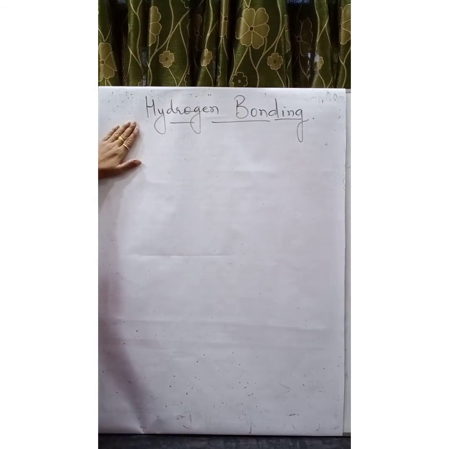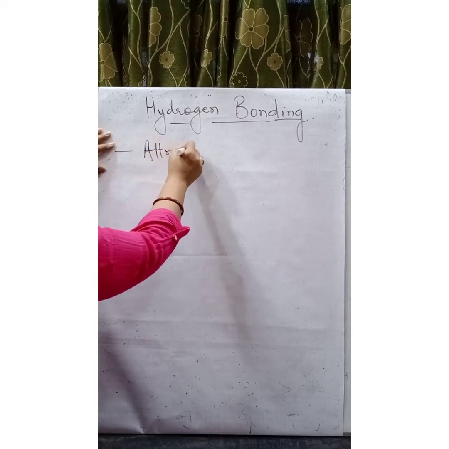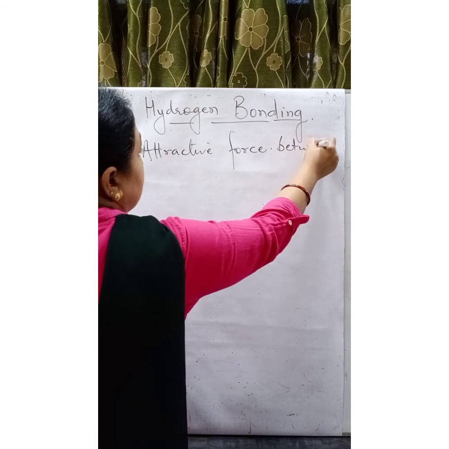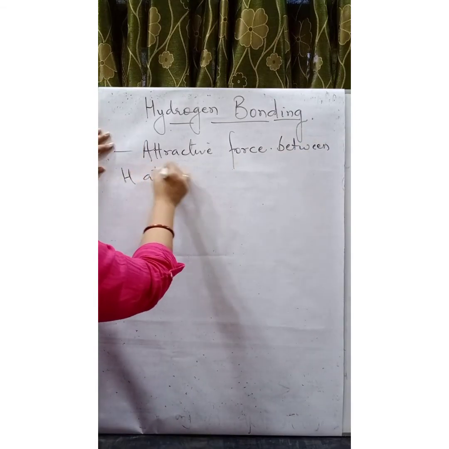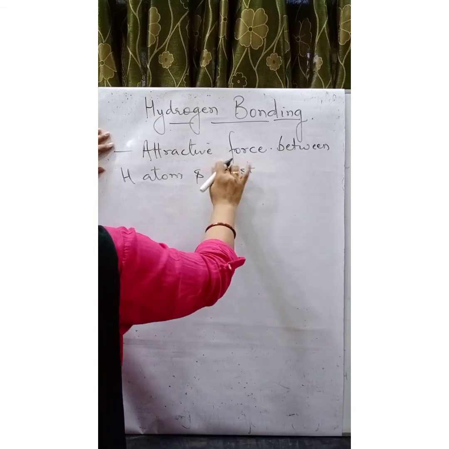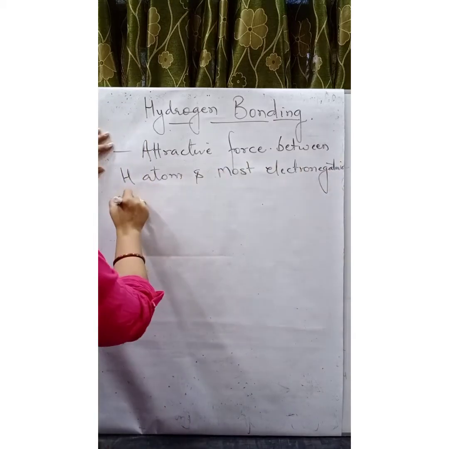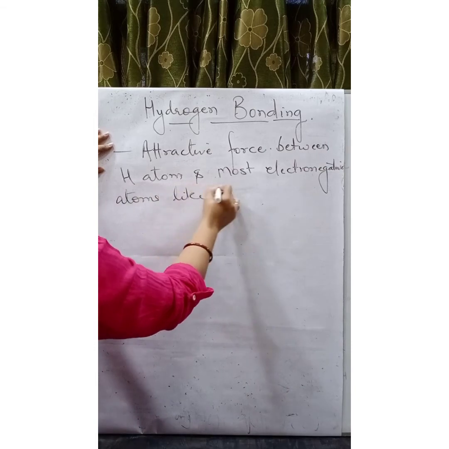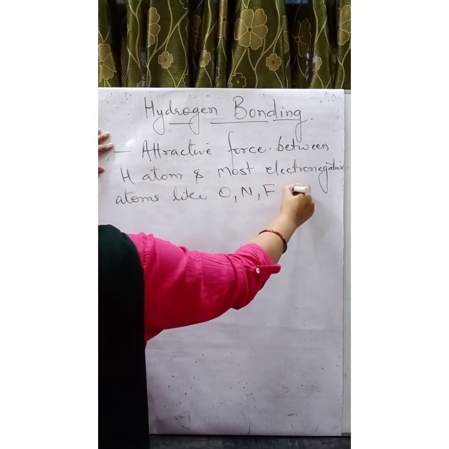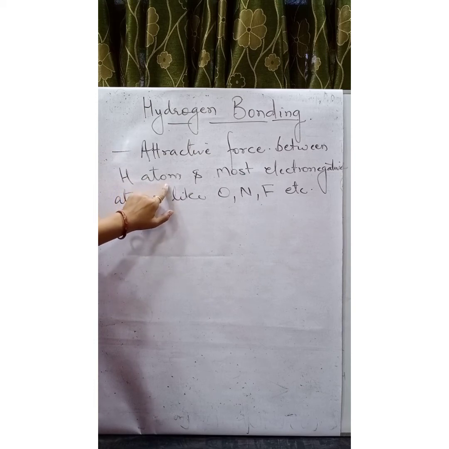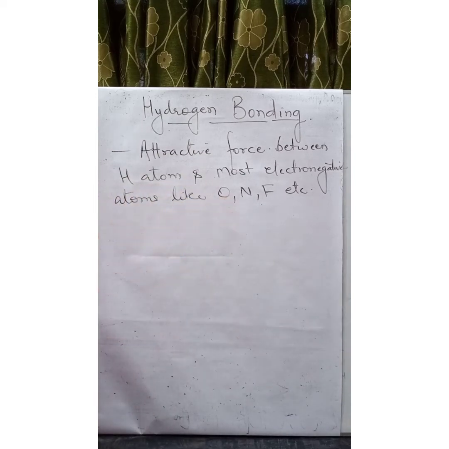The next topic is hydrogen bonding. Hydrogen bond is defined as the attractive force which exists between hydrogen atom and most electronegative atoms like oxygen, nitrogen, fluorine, etc. So basically it is a strong attractive force between hydrogen atom and highly electronegative elements like oxygen, nitrogen, fluorine, etc.